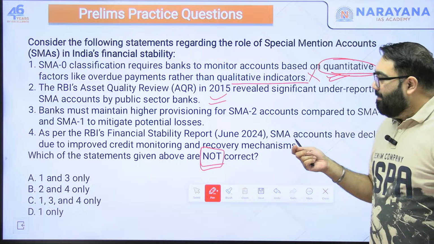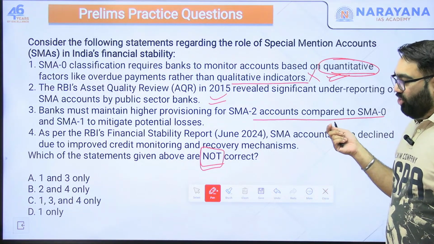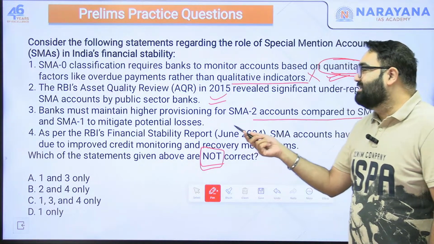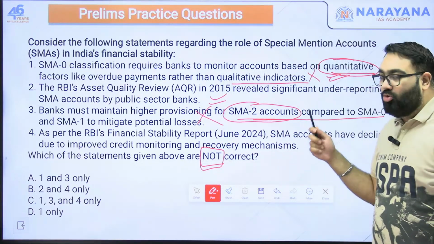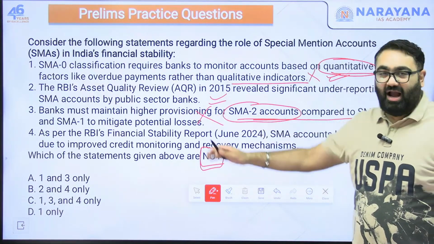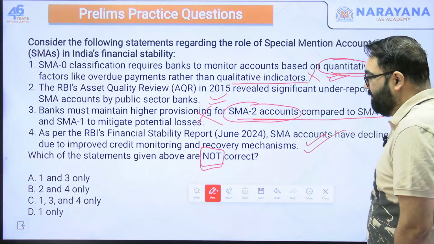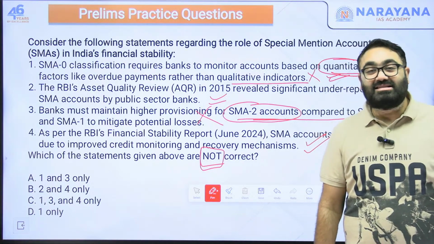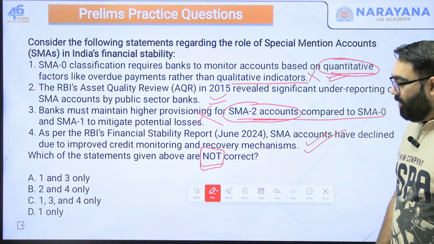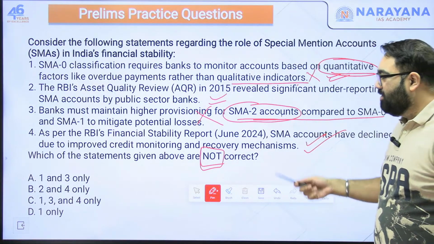So the second is right. Third, banks must maintain higher provision for SMA2 accounts compared to SMA 0 and SMA 1 to mitigate the potential losses. Think about it. Should the banks have higher provision for these accounts? No, that is the opposite of it. These are the accounts that are expected to go more into losses. So there should be lower provisioning for this and higher for the other ones. Fourth, as per RBI's financial stability report, SMA accounts have declined due to improved credit monitoring and recovery mechanisms. Yes, that has happened because the RBI now has strict measures over the reporting, how the banks have to report and at what frequency. It has reduced the number of SMA accounts. You had to tell which of these is wrong, that means 1 and 3 are wrong. The answer here would be A.